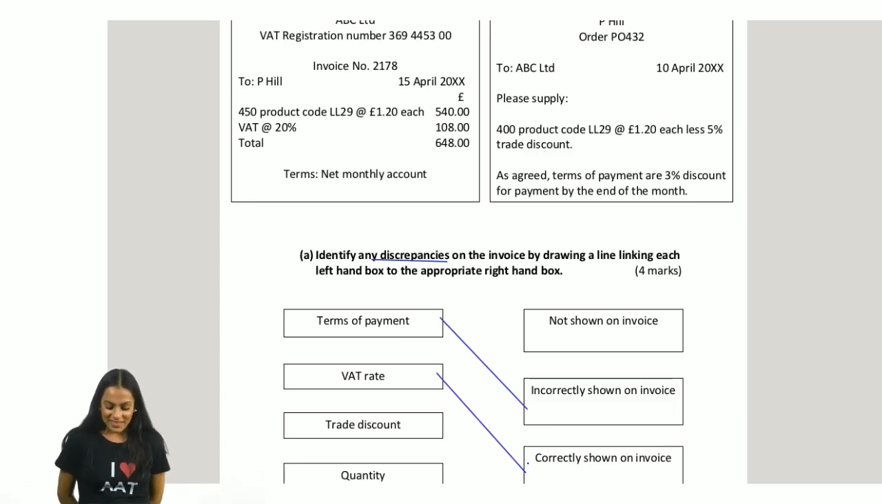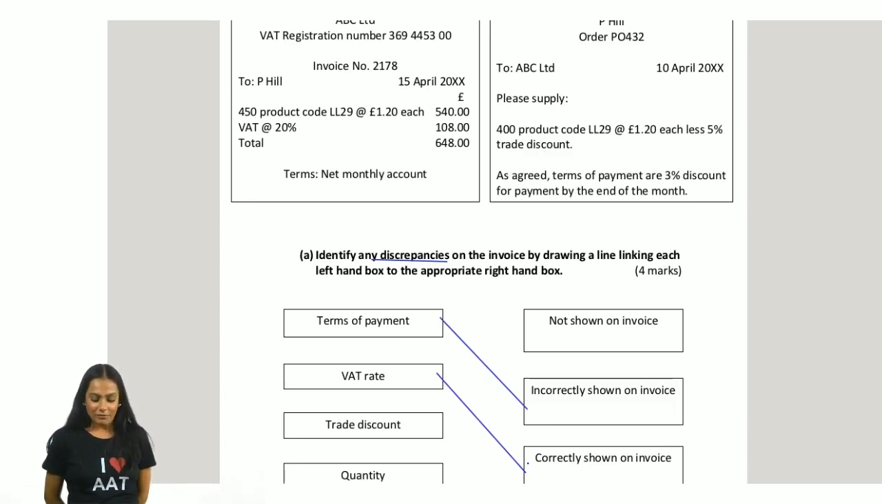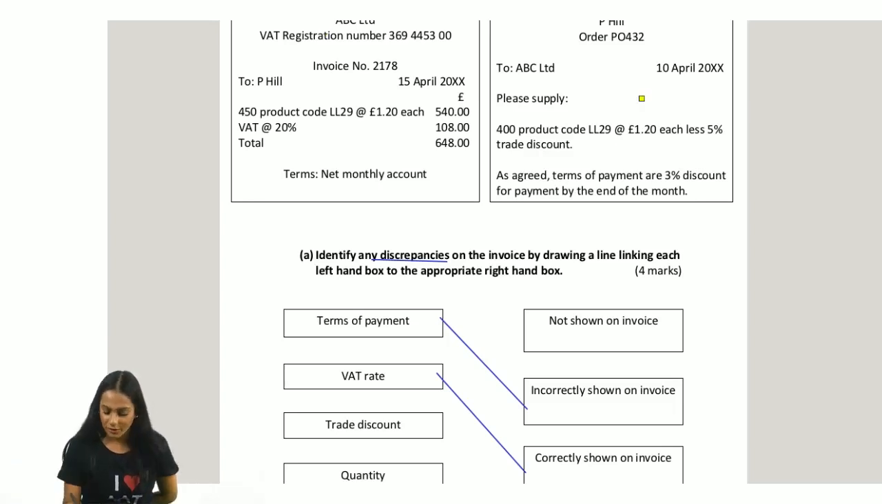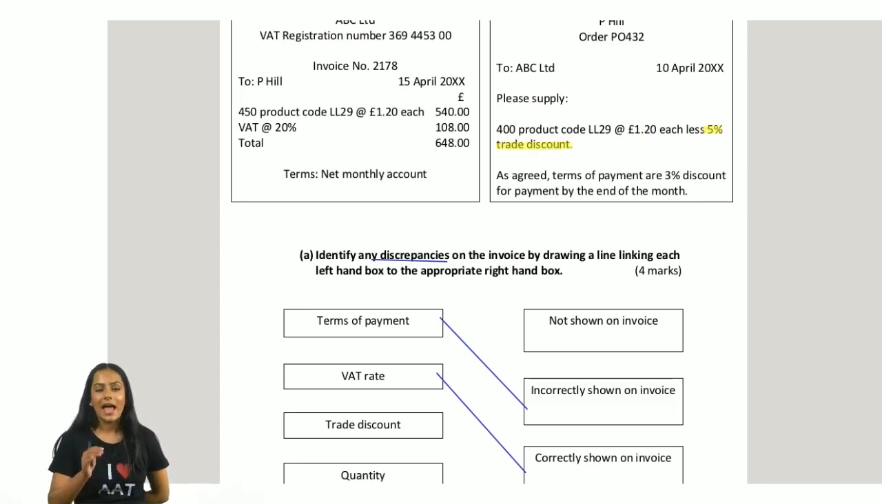The next item is trade discount. Have they applied a trade discount? Well, in the purchase order, they have requested a 5% trade discount, but I cannot see any discount applied in the invoice because the full 450 units times 120 gives me the total amount of 540. No discounts were netted off here. So the trade discount is not shown on the invoice. So let me grab my ruler again. Trade discount, not shown on the invoice.